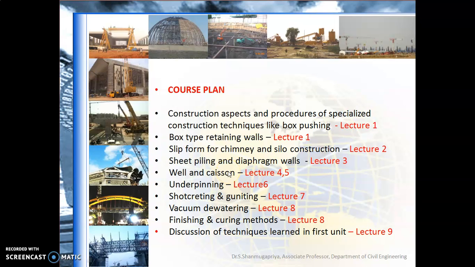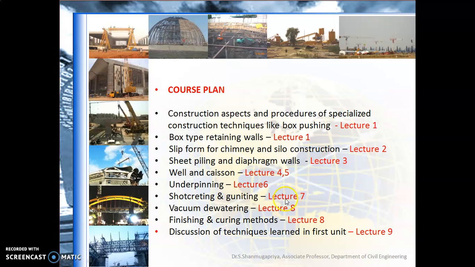And in the fourth and fifth parts of the lecture, we will be discussing the different types of caissons, the advantages and disadvantages of each type of caisson, and their construction methods and procedures along with the sequences. In the sixth part of the lecture, we will be discussing underpinning, which is a technique used for strengthening existing buildings.